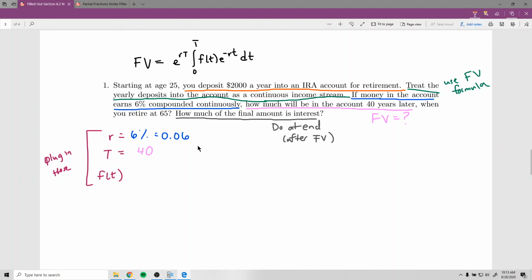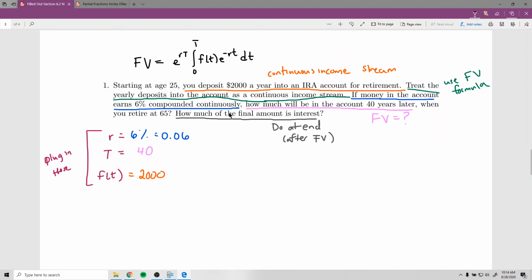Right, so the thing that I highlighted at the beginning, the $2,000 per year, is our continuous income stream. That's the income that we're placing into the account. It's just $2,000. Now it's possible they can give you a function here with a t or something in it, but this one is just a number.